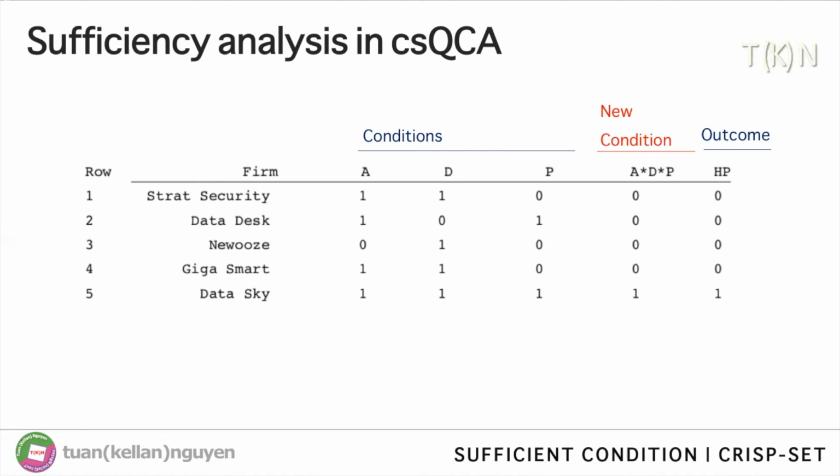And we find that the last case, Data Sky, takes the value of 1 in the combined set ADB as well as the value of 1 in the outcome HB. And no cases take the value of 1 in the combined set but the value 0 in the outcome. We have enough empirical support to confirm the sufficiency claim of the combination of A, B, and D for the outcome, high-performance firms. Or we say the conjunctural condition ADB implies HB.